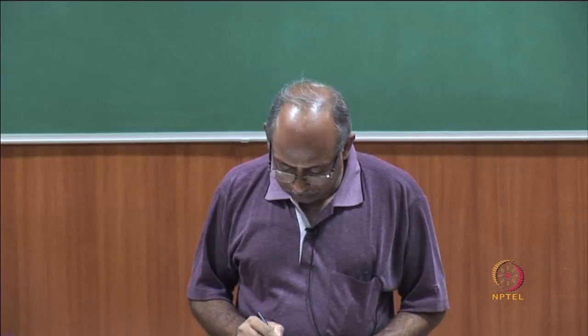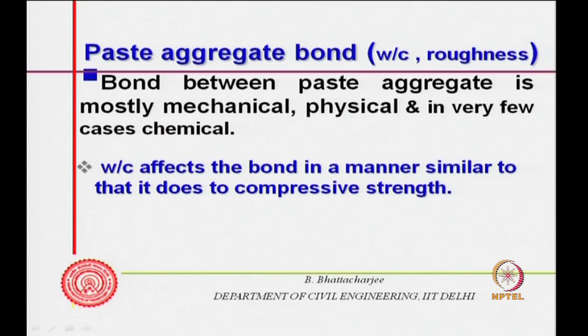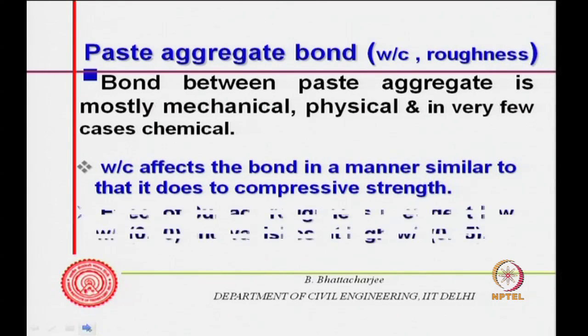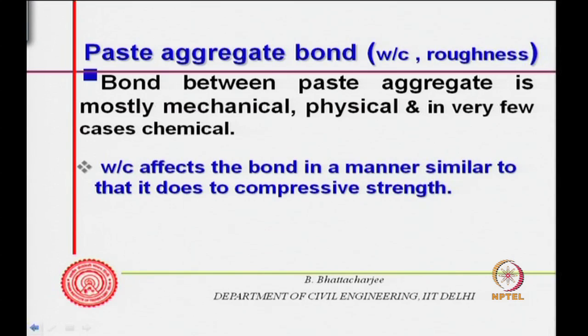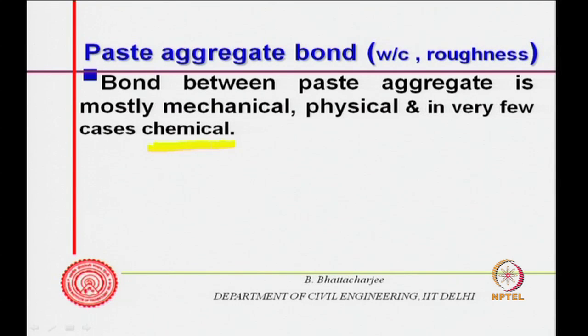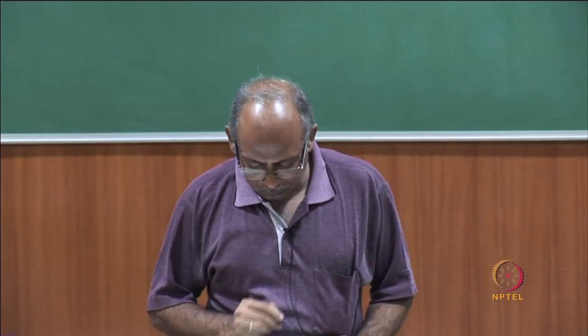Chemical bonds are rare, and this occurs essentially in case of pozzolanic aggregate. We will come back to that sometime later on, that sometimes it is chemical, largely when you have volcanic source, aggregate from volcanic source. We will come to that sometime later on.